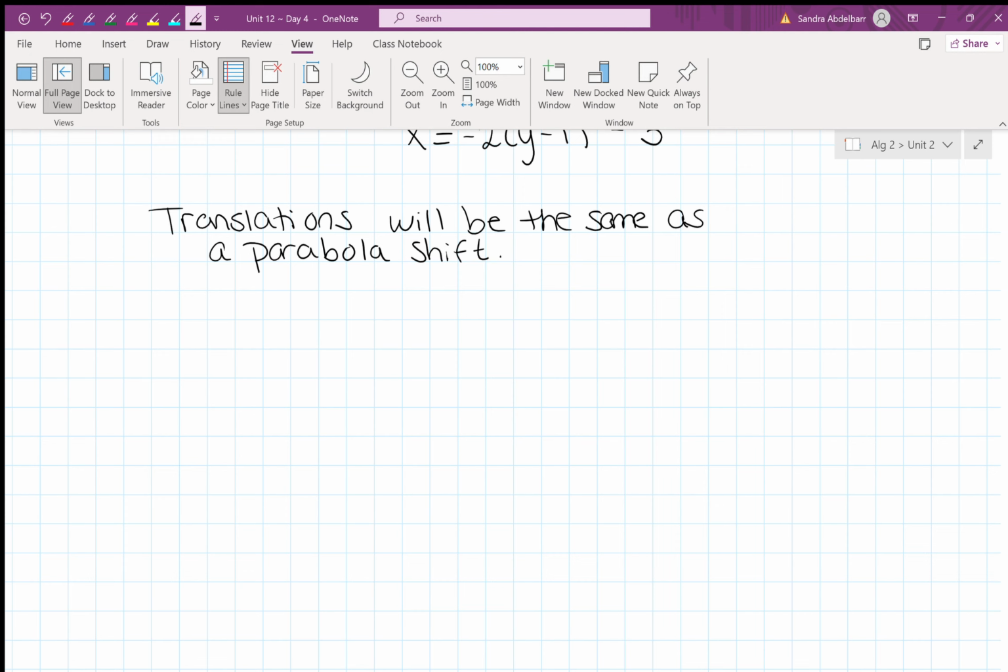All right, so what do I mean by that? When we have a parabola, we have y equals a times x minus h, that quantity squared, plus k. The h represents our horizontal shift, and our k represents our vertical shift.